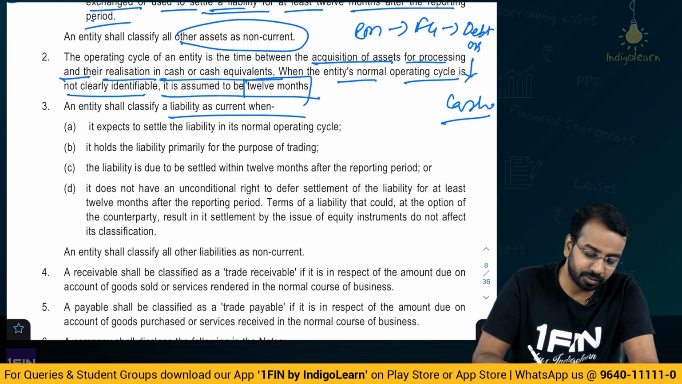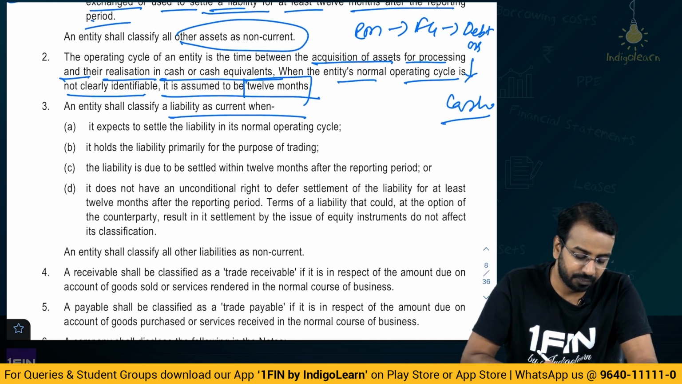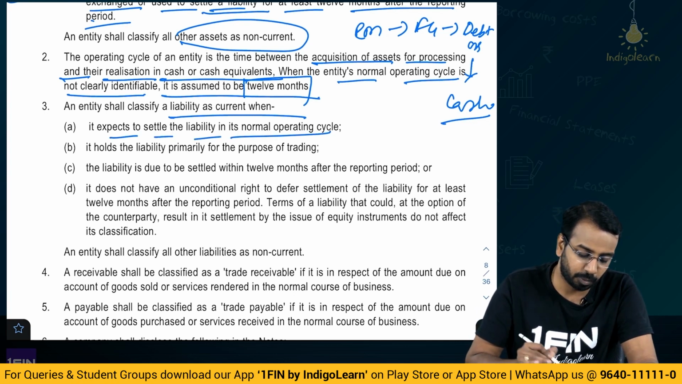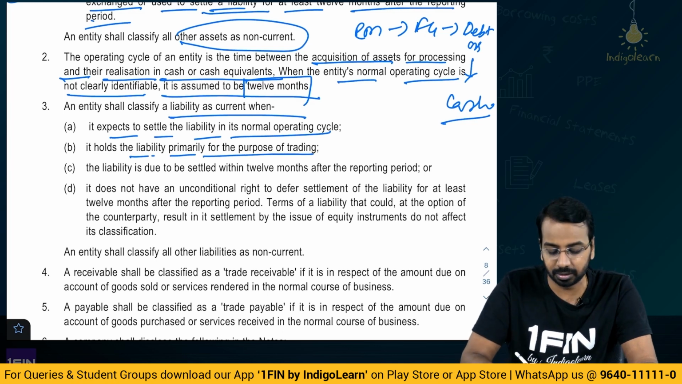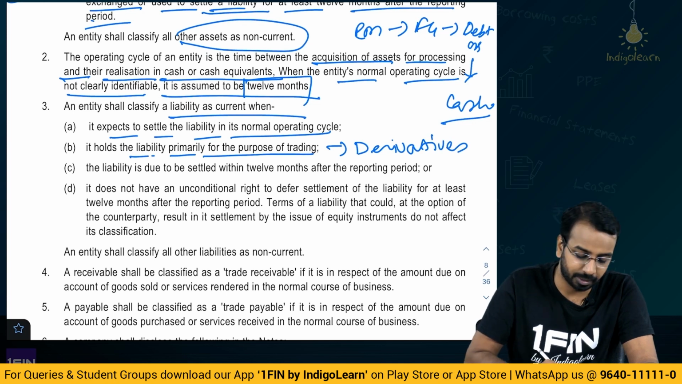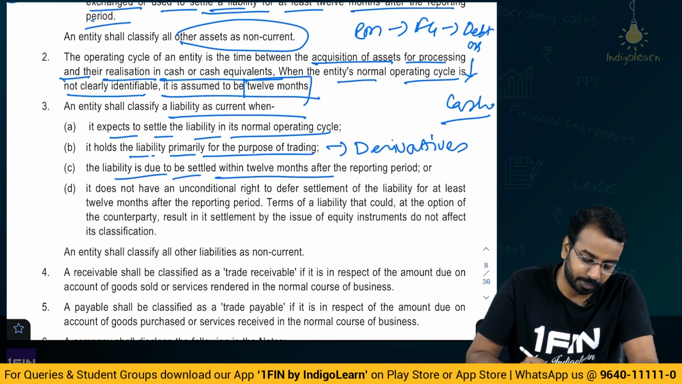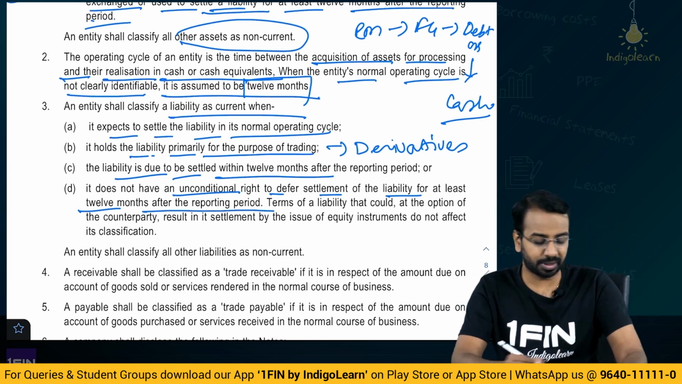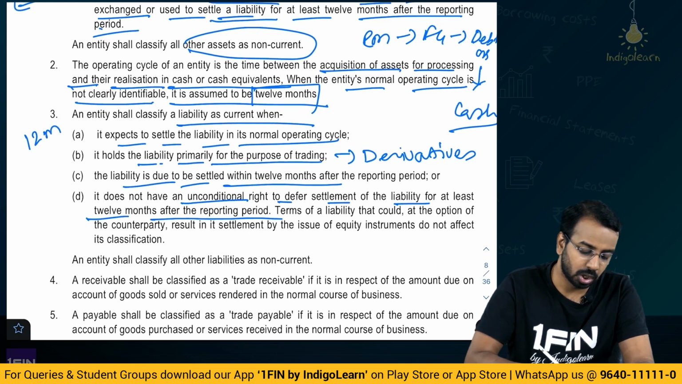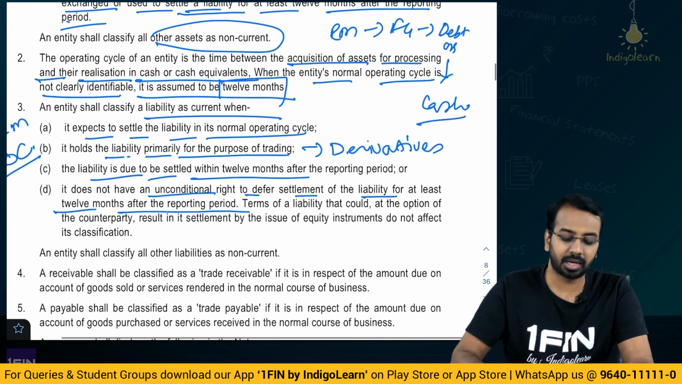Similarly, when is a liability a current liability? If it expects to settle the liability in its normal operating cycle, or it holds the liability primarily for the purpose of trading, which you can see in case of derivatives also. Then if the liability is due to be settled within 12 months, or lastly, it does not have an unconditional right to defer the settlement of the liability for at least 12 months after the reporting period. So basically, in all these cases, if you settle it within 12 months or the operating cycle, then it is a current liability.